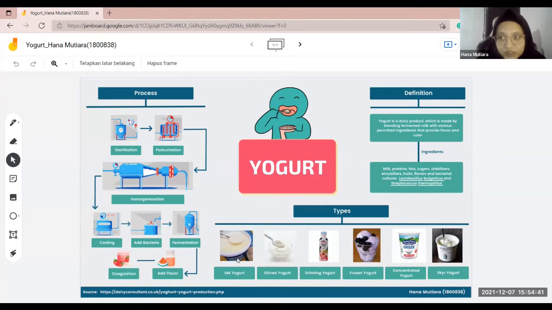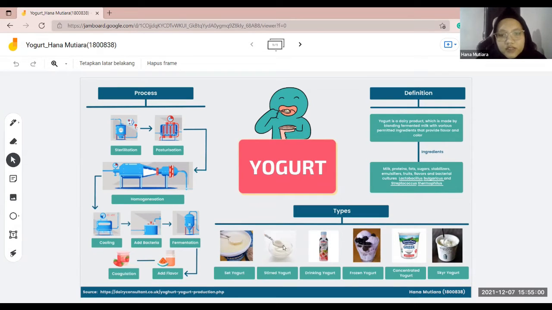In set yogurt, fruit is not normally added. Flavors and colors can be added, but not fruit.